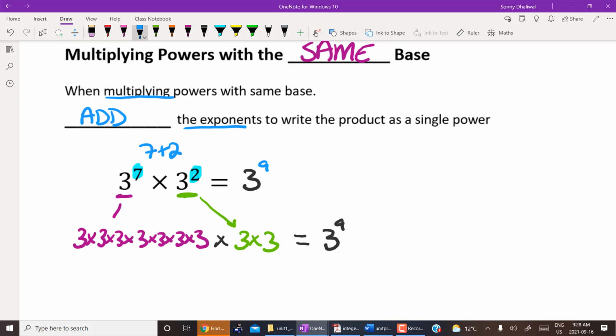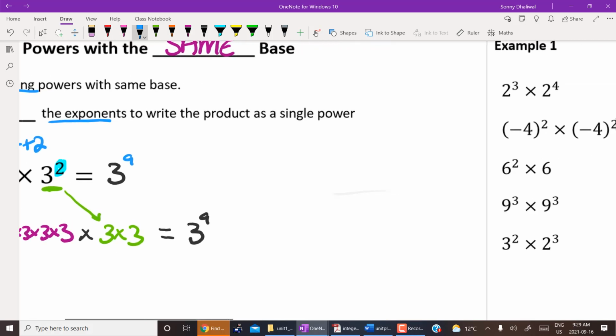And it doesn't work at all if they're different? Yeah. Because if this was, say, a 7 here, we couldn't say that it's a single base, because it's not the single base being repeated. Okay.